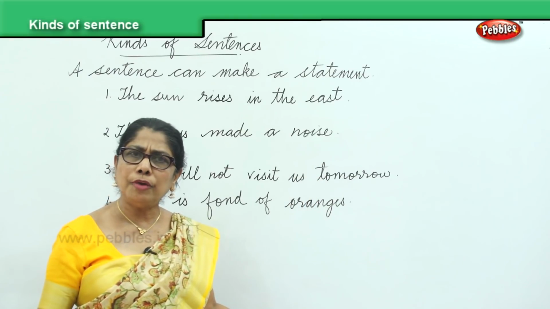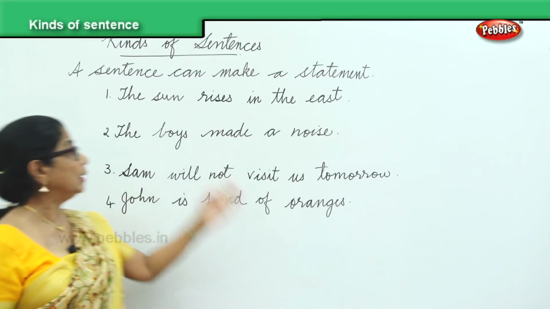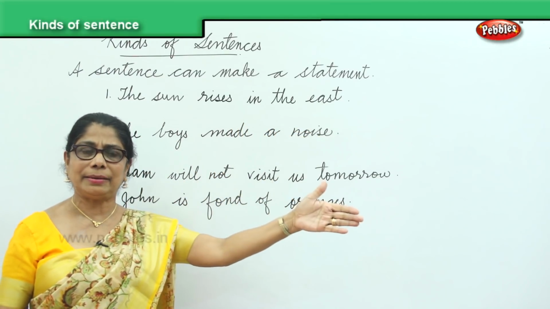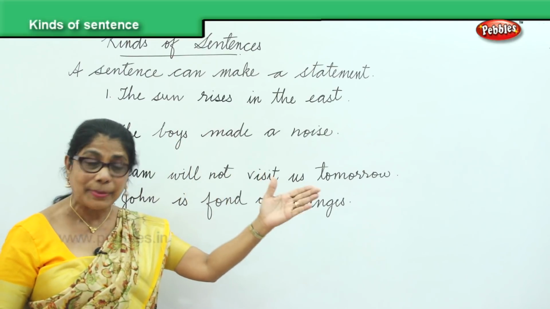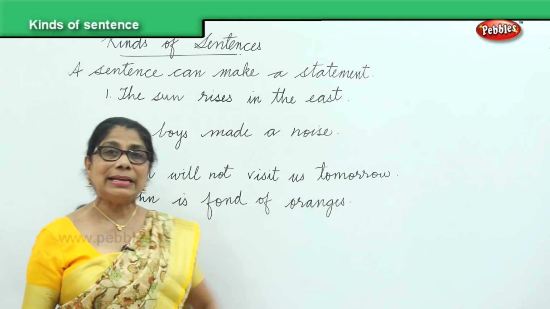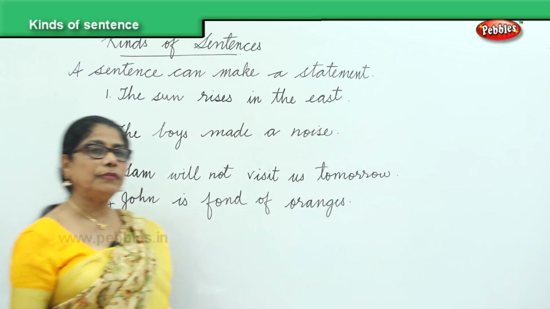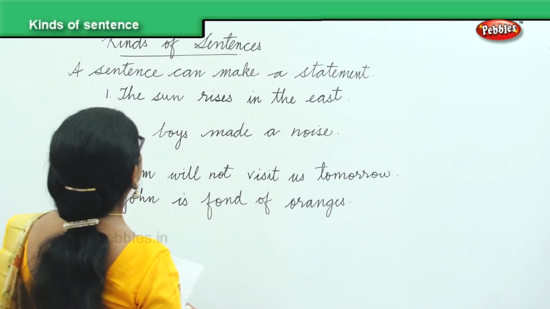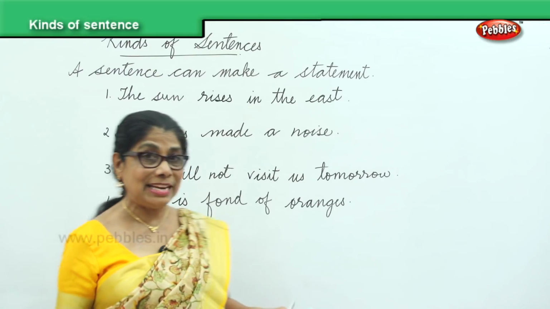Here, I have put down four sentences. Each makes a statement. What does it say? The sun rises in the east. It's a statement. The boys made a noise. It's a statement. Sam will not visit us tomorrow. It's a negative statement. John is fond of oranges. It's a statement. So, a sentence can make a statement.